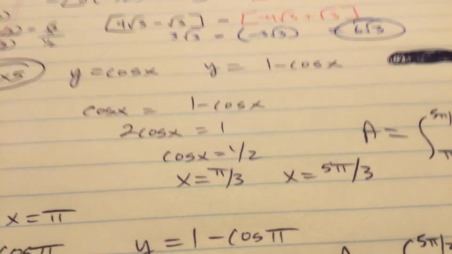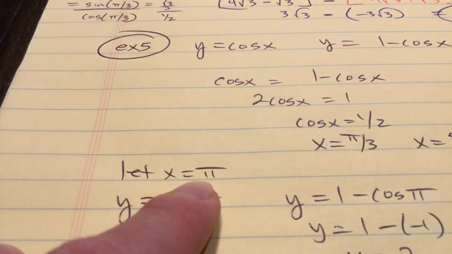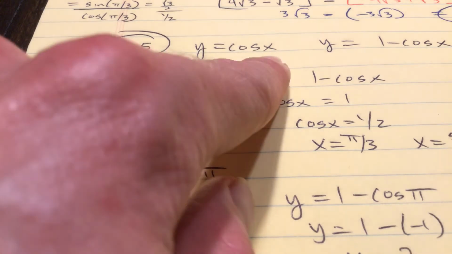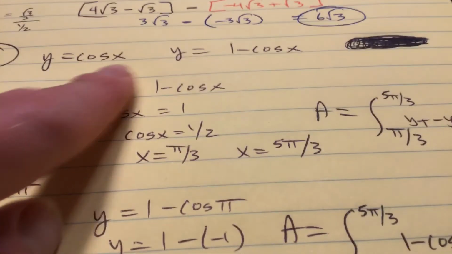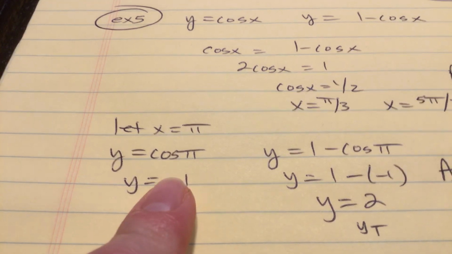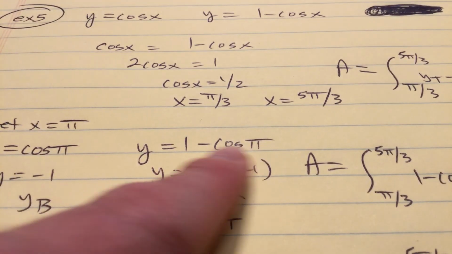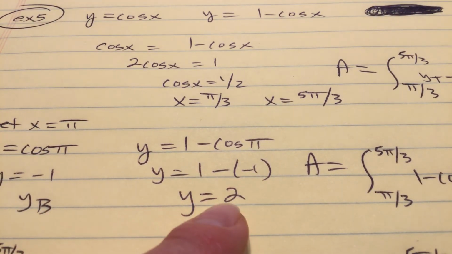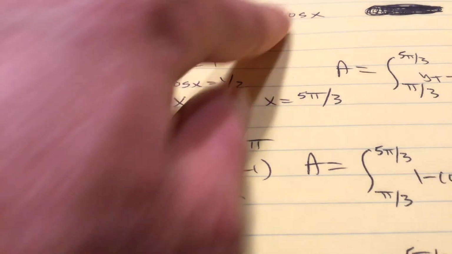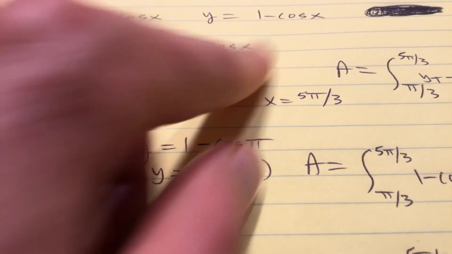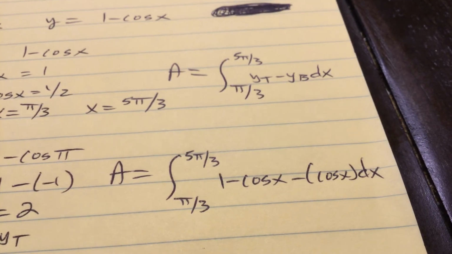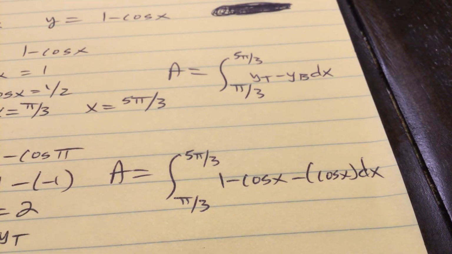Y top minus y bottom. What's in between pi thirds and 5 pi thirds? How about pi? Plug pi in there. Cosine pi is a negative 1. 1 minus cosine pi would be 1 minus a negative 1, which is 2. So that's y top. This one right here, 1 minus cosine x, is y top. Y bottom is cosine x.